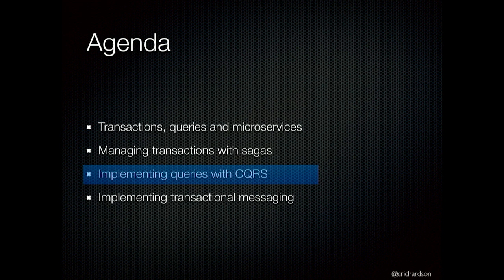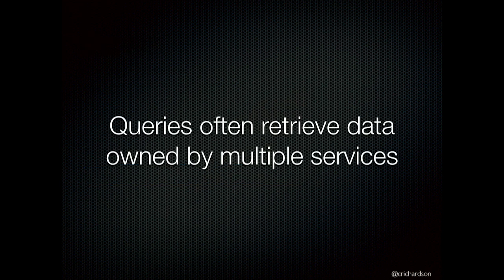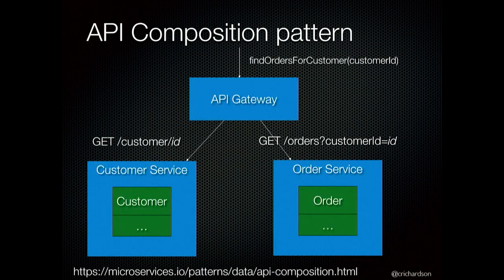And now I want to spend a little bit of time talking about queries. Queries in a microservice architecture often retrieve data that's owned by multiple services. So you can imagine in this online store, the client can execute queries that retrieve customer information and order information. One simple pattern that you can use is API composition. What happens there is the API gateway implements that query by simply retrieving the data from the services that own the data.